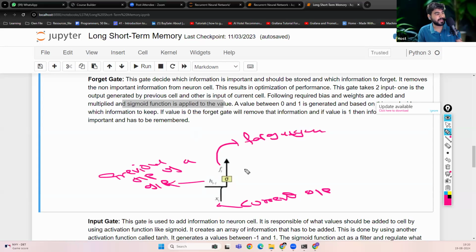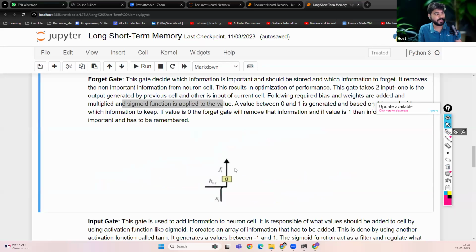Here we have the sigmoid activation function. Just focus on the arrow. We are sending the input data, as well as the previous output as an input, along with the sigmoid function to our forget gate, so that whatever important information we have, our forget gate will take it and remove the unimportant information from our sentences. Clear this notation?